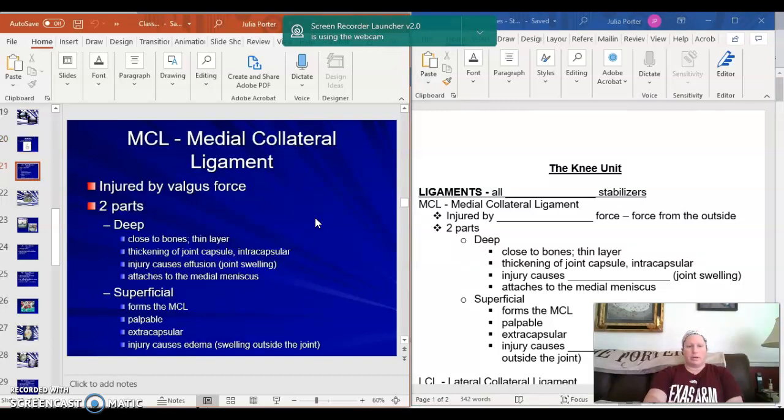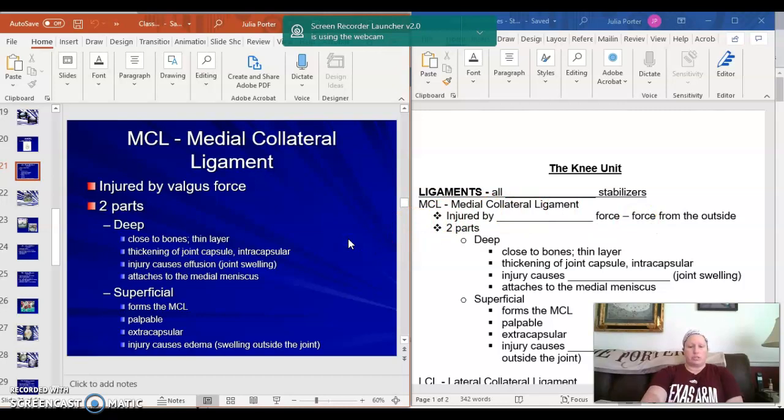So when we talk about MCL, injuries are caused by a valgus force. Valgus force, as you see in your notes right here, comes from the outside. So when you get hit on the outside of your knee and it buckles in, it creates an L shape. And that's because the knee joint is opening up. The way to remember it's a valgus force is it has an L in the word.